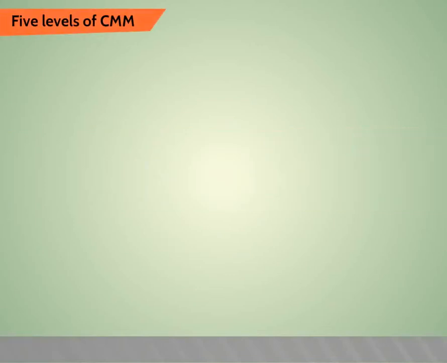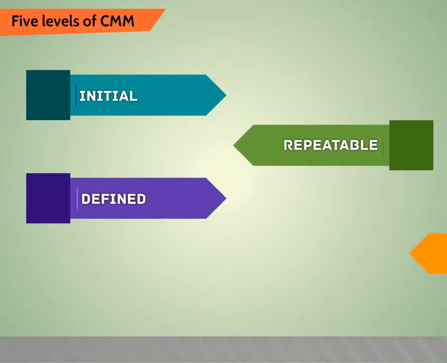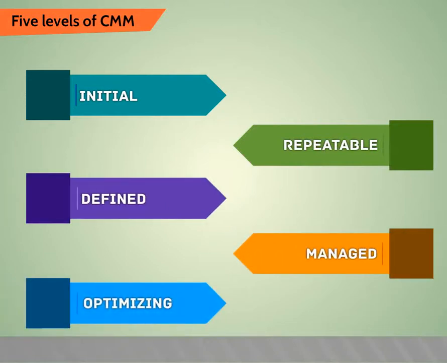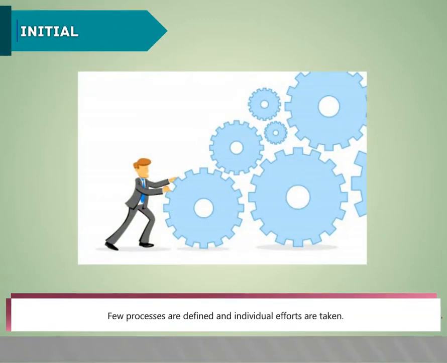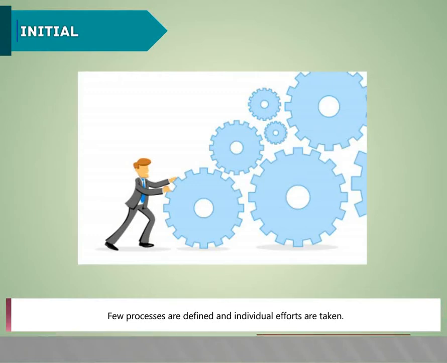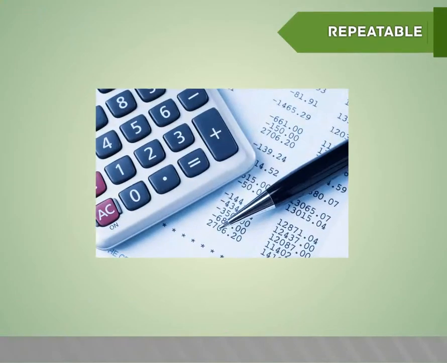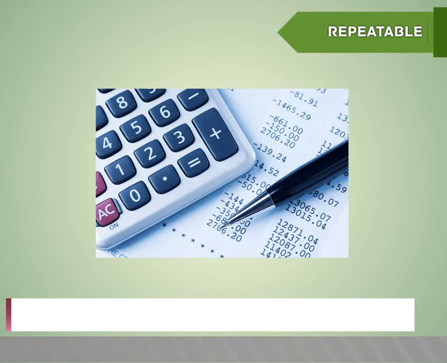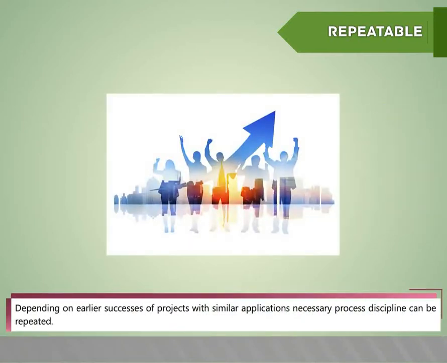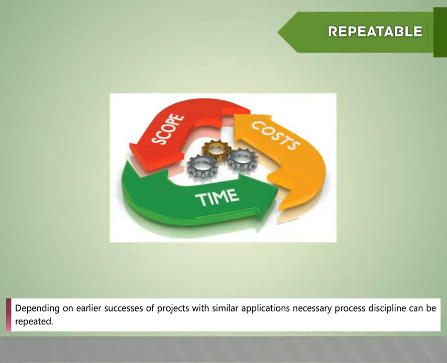5 levels of CMM. Initial, repeatable, defined, managed, optimizing. Initial. Few processes are defined and individual efforts are taken. Repeatable. To track cost, schedule, and functionality, basic project management processes are established. Depending on earlier successes of projects with similar applications, necessary process discipline can be repeated.